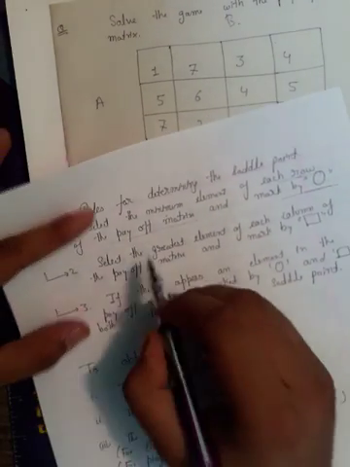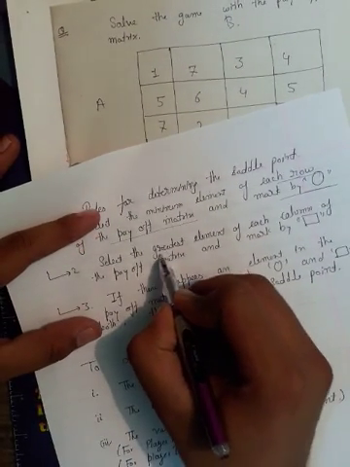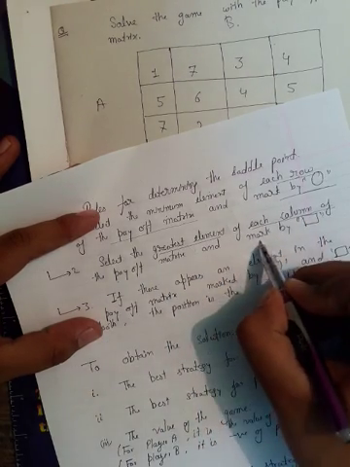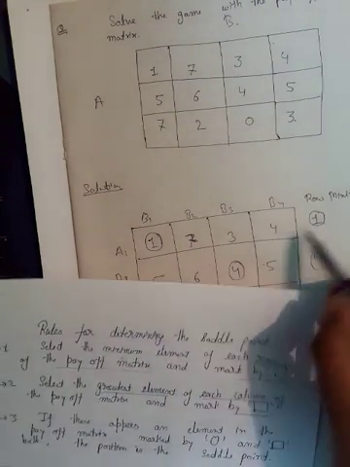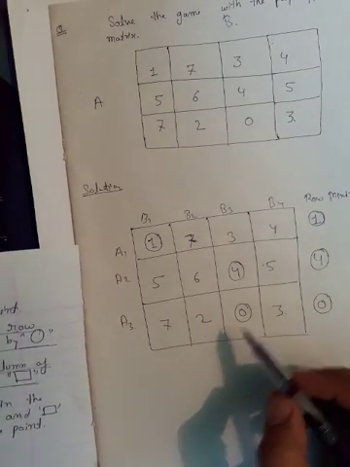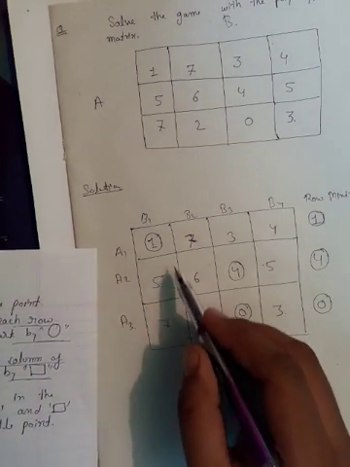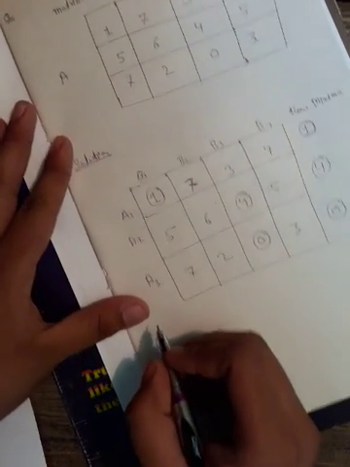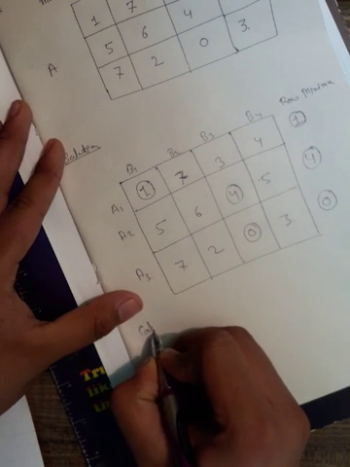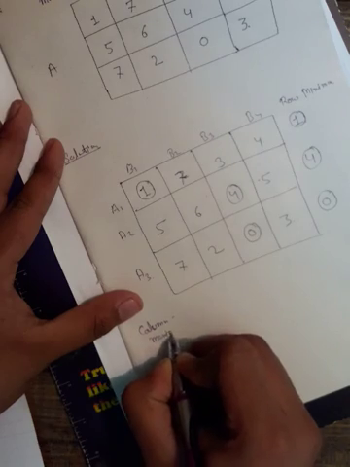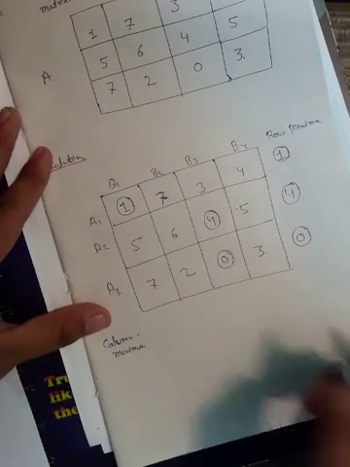What is the second step? Select the greatest element of each column of the payoff matrix and mark it by a rectangle. In the rows we selected the minimum value and marked it by a circle. In the second step, we select the maximum value from each column and mark it as a rectangle. So here is my column maximum.